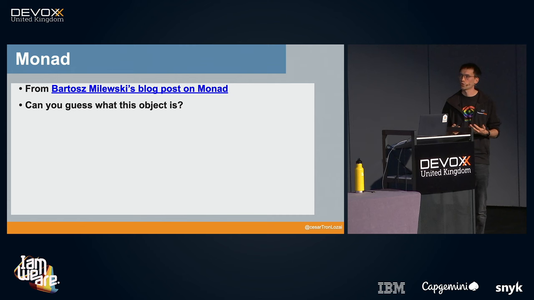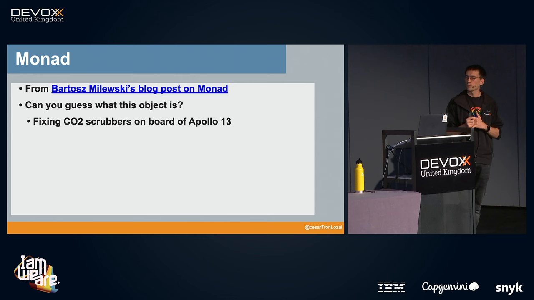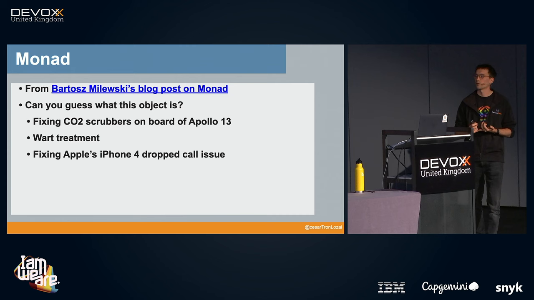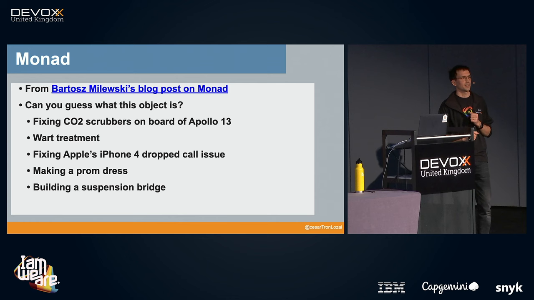Well, this mystery object, it can be used to fix the CO2 scrubbers on board of Apollo 13. OK, so it must be something to do in space. It can treat wort. OK, so it's becoming a bit weird. It can fix the Apple iPhone 4 dropped call issue, for those old enough to remember that. It can make a prom dress, and it can build a suspension bridge. Now, can anyone guess what the mystery object is?